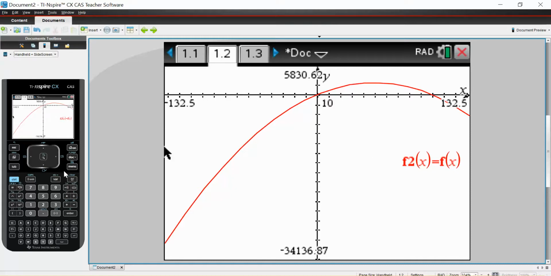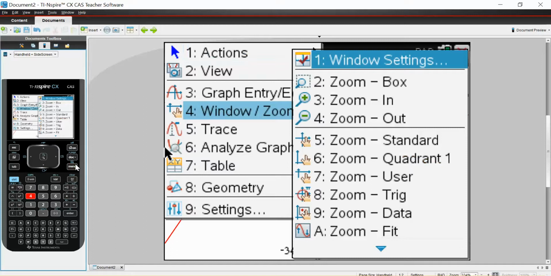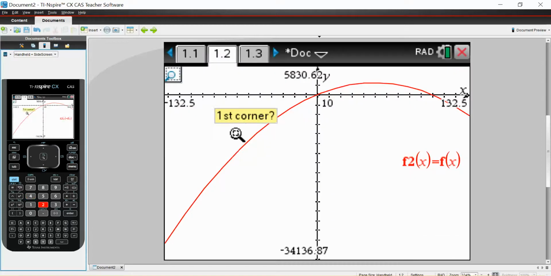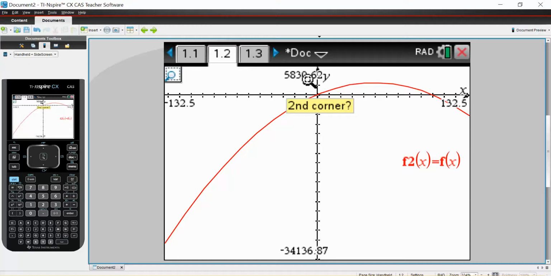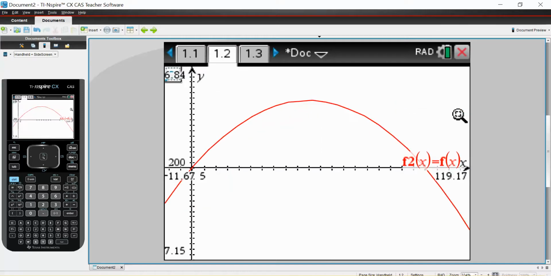So here we go. We go Menu, 4, Zoom Box, number 2. I can select the corner. So select one corner, I select this corner, and I select my second corner. I want maybe around here. Isn't that a much better graph? See what I've done? So Zoom Fit, Zoom Box, window settings are your best bet to visualize the graph better. That is a much better graph for you to analyze now.